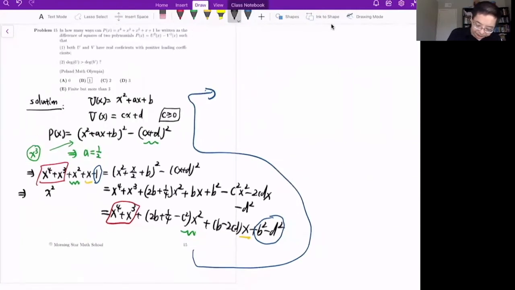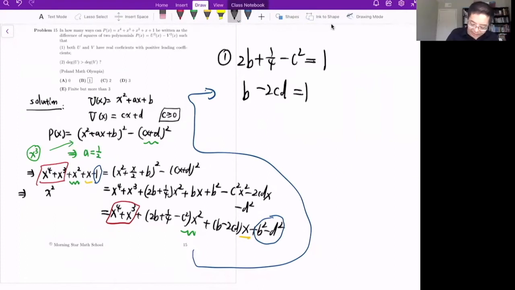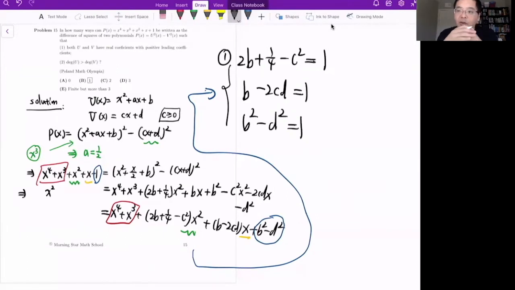Number 1, we have 2b plus 1/4 minus c squared equals 1. This is the first one. The second one is b minus 2cd equals 1. And the last one is b squared minus d squared equals 1. So we have 3 equations and 3 unknowns. The question is, we need to solve it. The problem is how many different solutions we have.